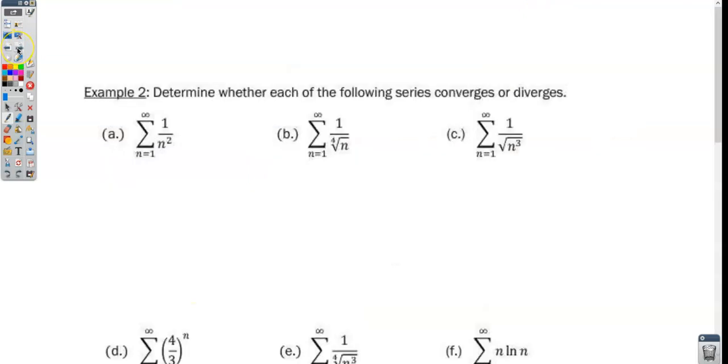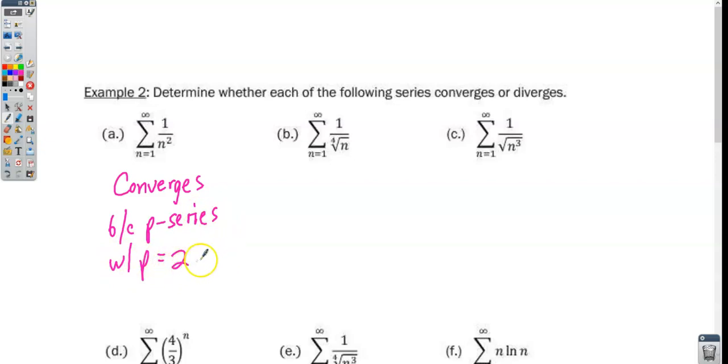Let's go ahead and we'll go to the next page, and we'll look at example 2, where we're going to decide for all of these series whether they converge or diverge. Not all of these in this set are P-series. Most of them are, but not all of them are. All right, let's look at the first one. Sum from 1 to infinity of 1 over n squared. Okay, this converges because it's a P-series with p equal to 2, and 2 is greater than 1.